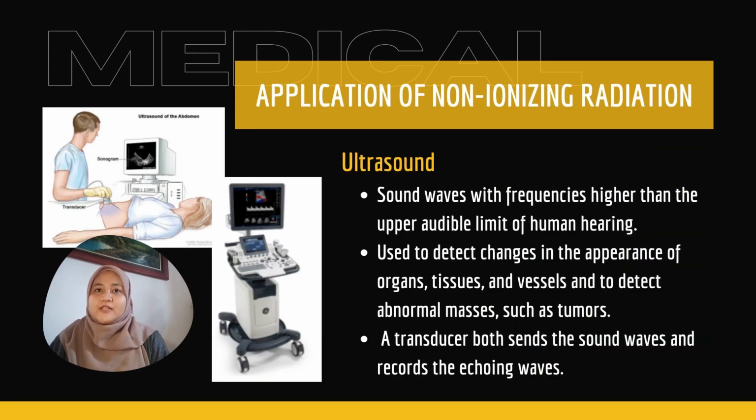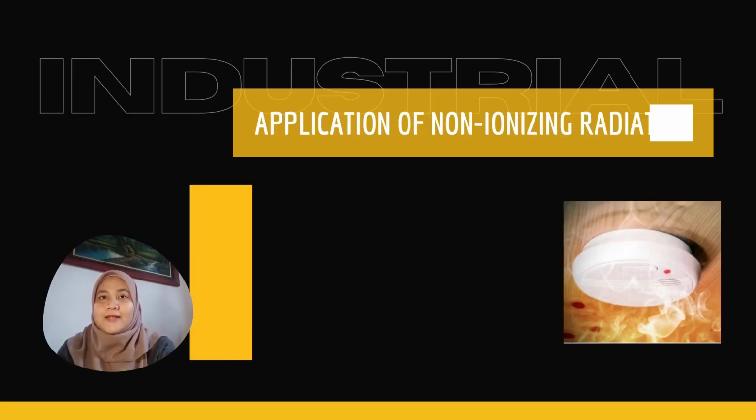The second machine using non-ionizing radiation is ultrasound. Ultrasound is a sound wave with frequency higher than the upper audible limit of human hearing. It is used to detect changes in the appearance of organs, tissues, and vessels.